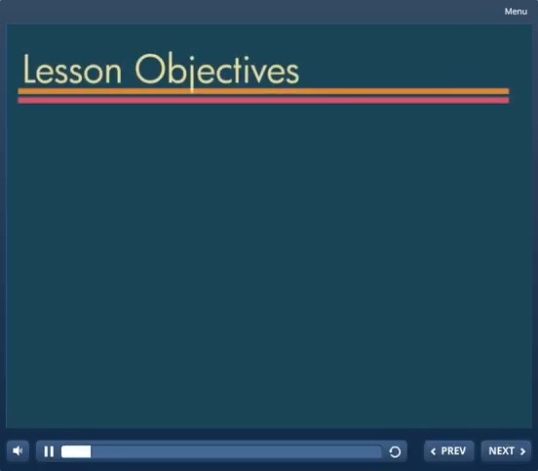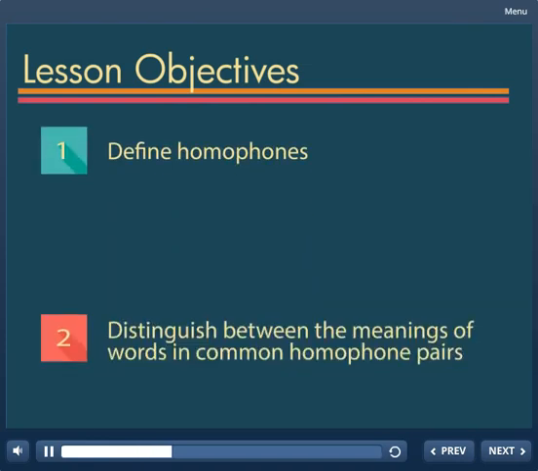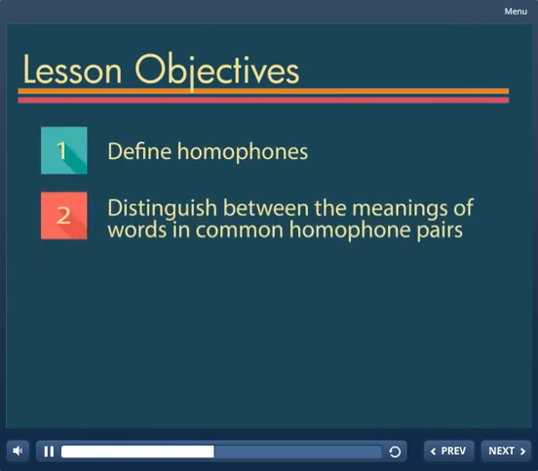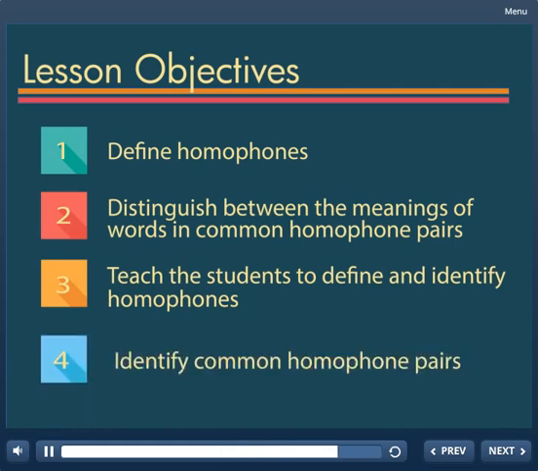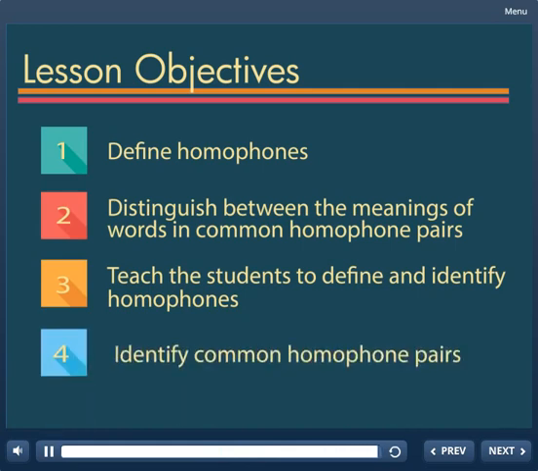At the end of this lesson, teachers will be able to define homophones and to distinguish between the meanings and spellings of common homophones. They will teach their students what a homophone is and help them identify homophones.